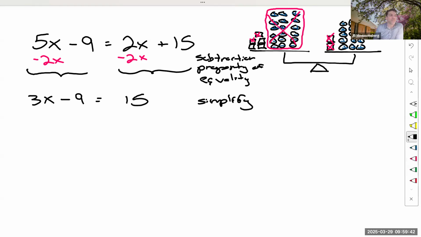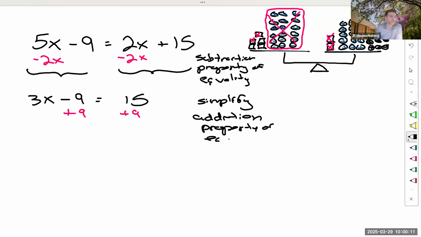That's how they cancel out to be 0. We would then have to do the same thing over here on the right. 1, 2, 3, 4, 5, 6, 7, 8, 9. And those are all going to be those positive circles. So I'm adding 9 positive circles to both sides. What does that look like in our equation? Plus 9, plus 9. What's the property that we used? The addition property of equality. Because we were adding to both sides.